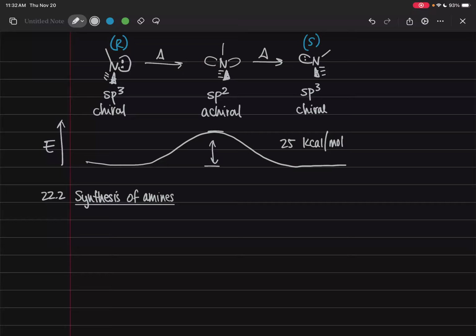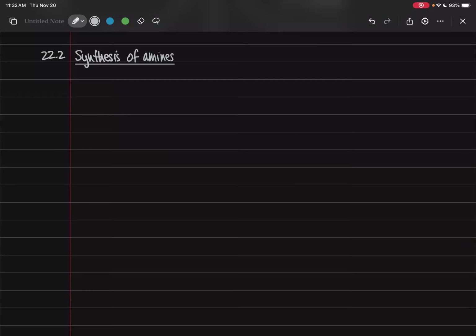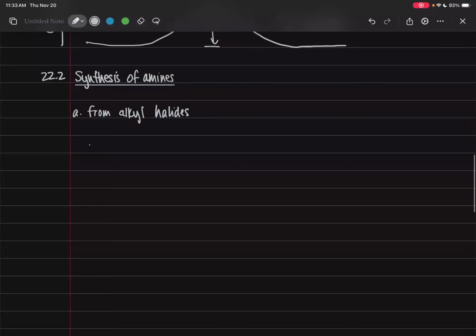Okay, several methods for making amines. The first three we've already seen, and so this should be a review. And then the last three are going to be sort of slightly new ones. So first of all, we can make amines from alkyl halides. This should look very, very familiar if you had just gone over your exam.